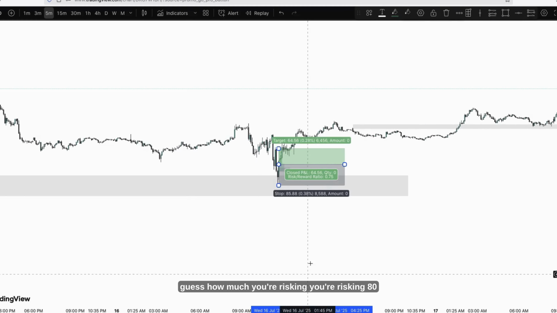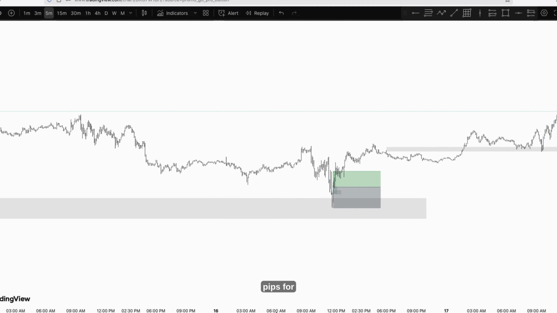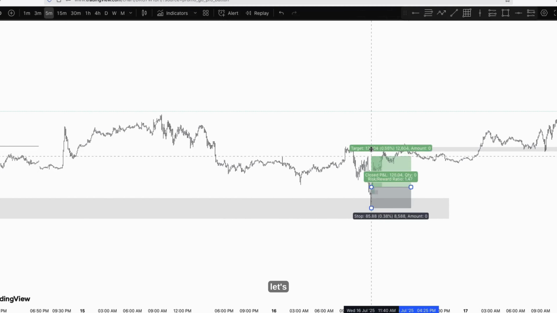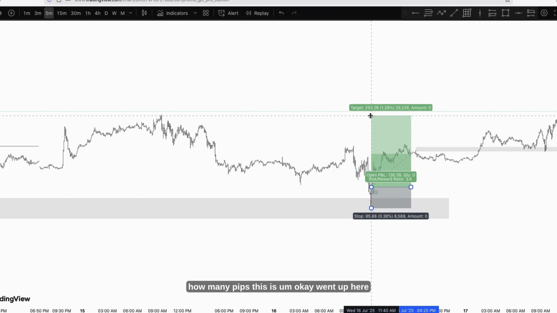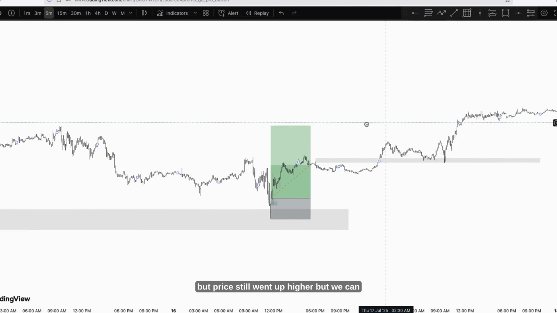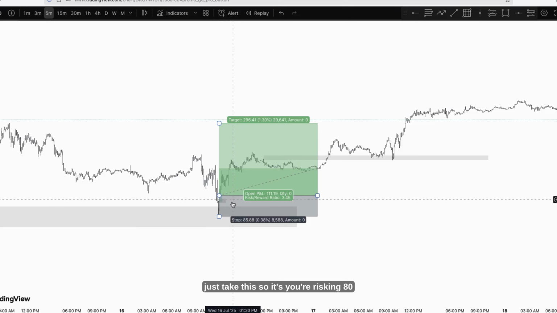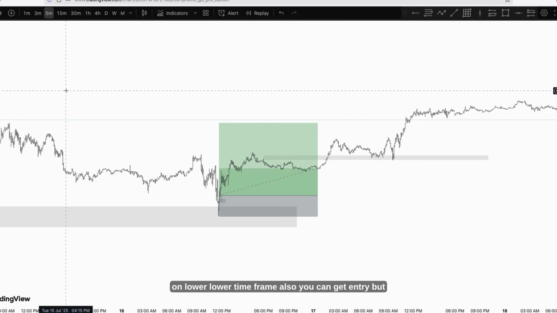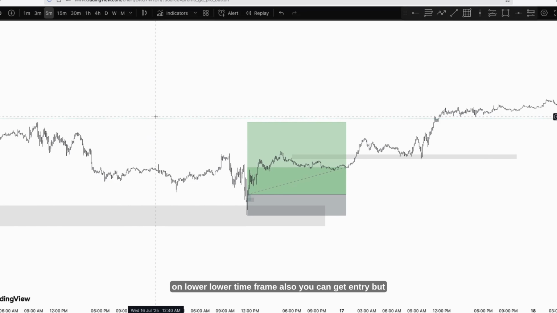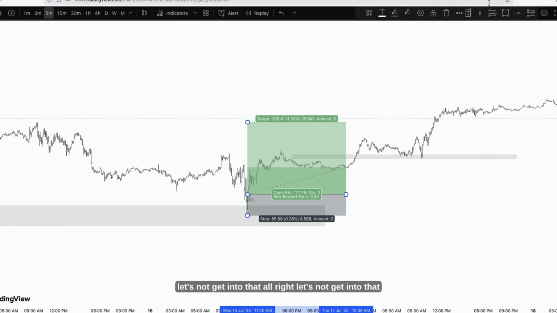Guess how much you're risking? You're risking 80 pips for, let's see how many pips this is. Okay, went up here, but price still went up higher, but we can just take this. So you're risking 80 pips to make 200 pips. All right. If you go down on lower time frame, also you can get entry, but let's not get into that.